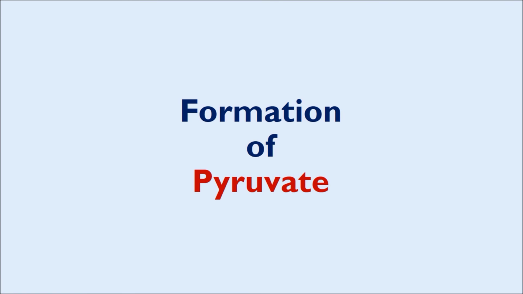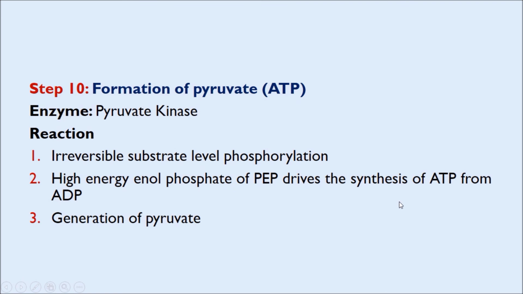And the final step of glycolysis is the formation of pyruvate. Formation of pyruvate is catalyzed by the enzyme pyruvate kinase. There is again the formation of ATP by substrate level phosphorylation, and it is an irreversible substrate level phosphorylation. The high energy enol phosphate of phosphoenol pyruvate drives the synthesis of ATP from ADP along with the generation of pyruvate, which is the end product of glycolysis.